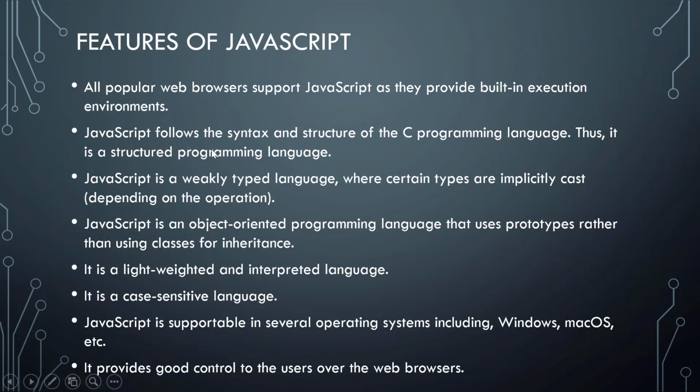JavaScript follows the syntax and structure of the C language. Thus it is a structured programming language, and it's a weakly typed language. You know why JavaScript is said to be a weakly typed language? Because there are no specific data types like C and Java. In those we have different data types, right? Like int, char, float, double, like that.